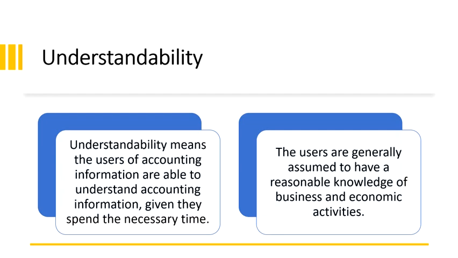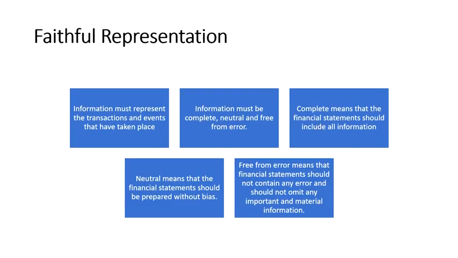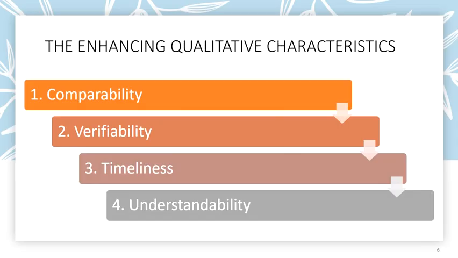Orang boleh faham. Okay. So yang mula-mula sekali kita belajar ada dua sahaja, iaitu relevance dan juga faithful representation. Dua ni sahaja untuk qualitative characteristic. Tapi kita boleh enhancekan dia bila financial statement kita ada keempat-empat item ni, iaitu comparability, boleh di-compare, boleh disahkan, mengikut masa dan boleh difahami. Ada empat ni dah pun masuk kepada enhancing qualitative characteristic.